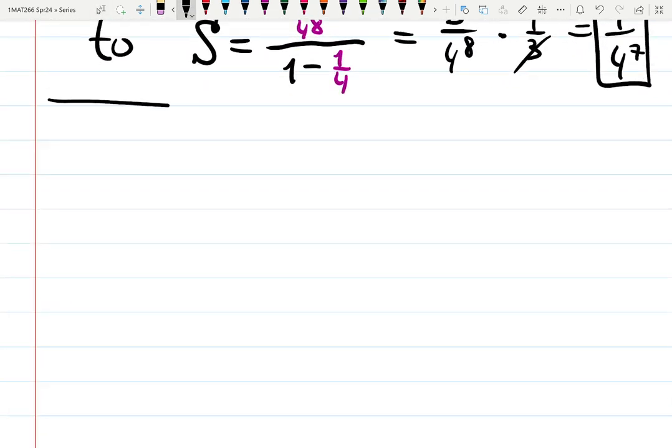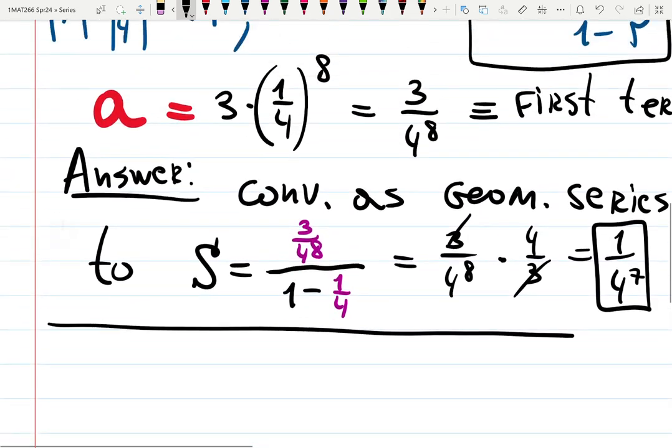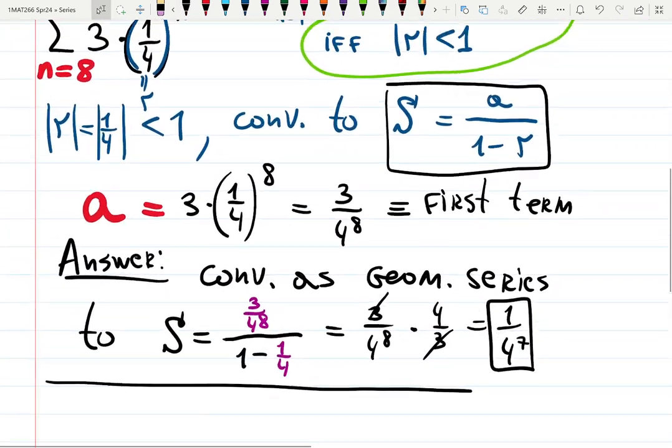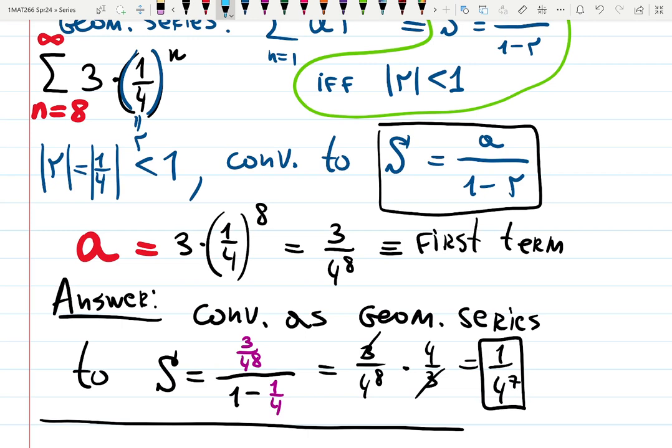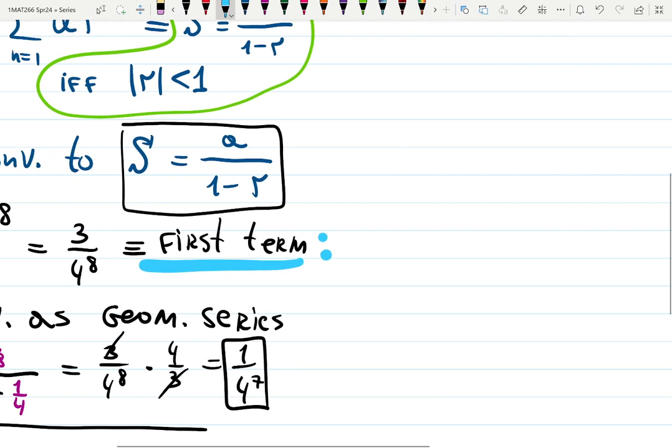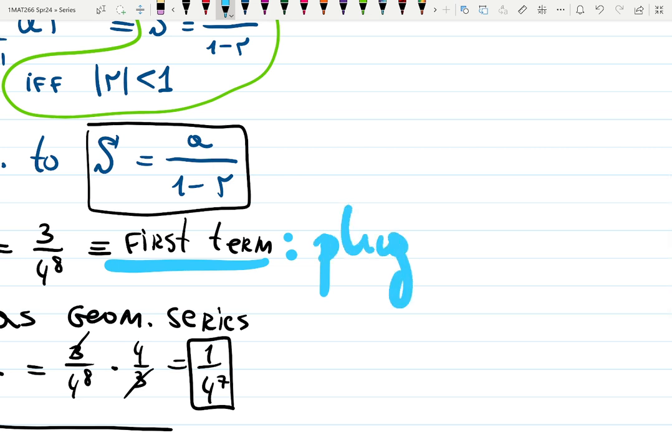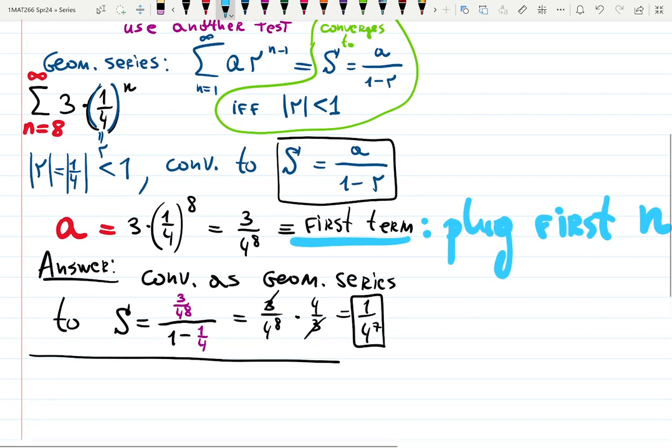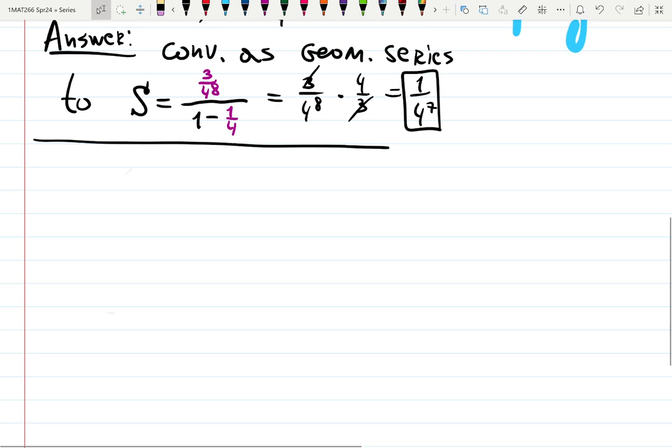Just to make sure, I'm trying to find the first term again. The first term, oh yeah, thank you for asking. For the first term, you plug in the first n, whatever n is. In your homework, n was 0 or 1, and I just made up 8. Did it answer your question? So I plugged it in, and that's the first term. Thank you. Very good notes now. Thank you for asking.